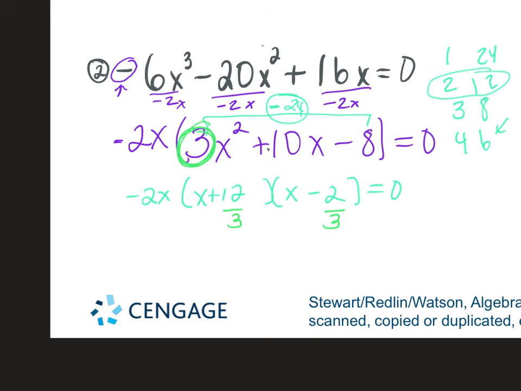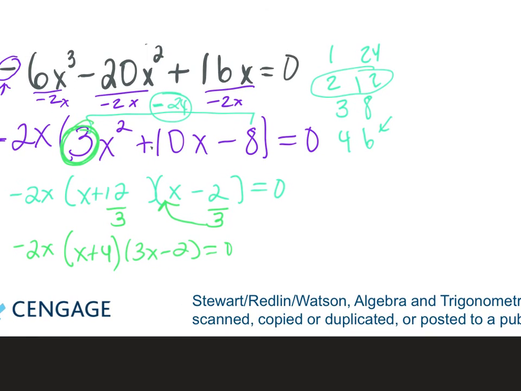So I'm still working. I have negative 2x. Does 12 divide by 3 evenly? Yeah. So this becomes x plus 4. Does 2 divide by 3 evenly? No. So this 3 comes out in front. So I have 3x minus 2 equals 0. Now I cannot factor those anymore. Everything is broken down as much as possible.